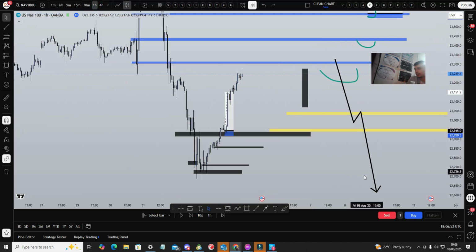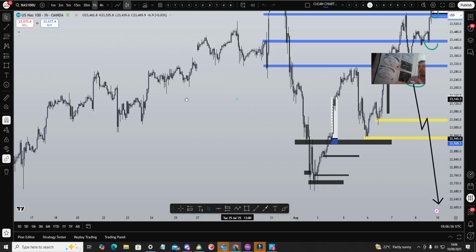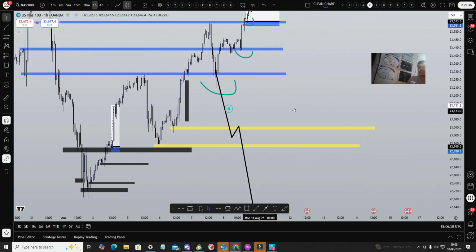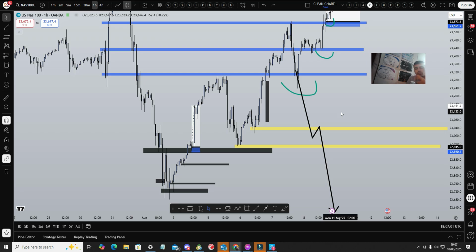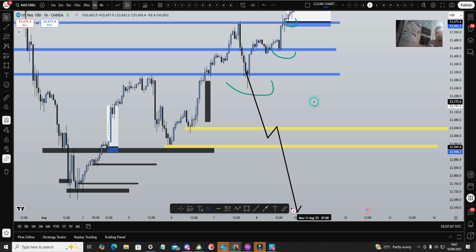Again, understanding structure. Right? Price doesn't do all this for no reason. It's always going to leave a story. It's always going to shape out a story. It's our job, as detectives, to read it. And another thing as well.